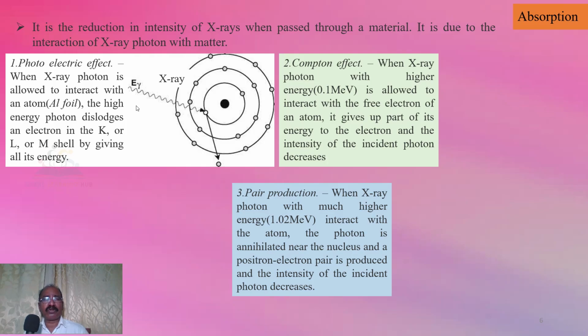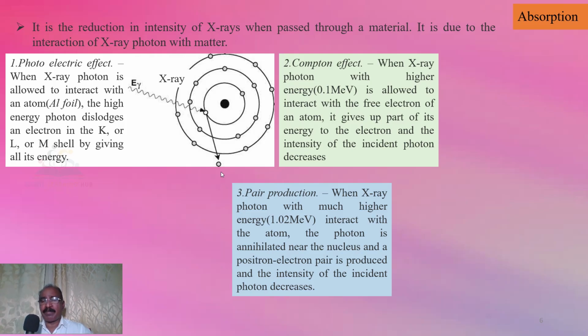What is meant by photoelectric effect? When an X-ray photon is allowed to interact with an atom, the high energy photon dislodges the electron in the K shell or L shell or M shell. Therefore, this material, aluminum foil, absorbs the energy and it knocks out one electron outside.